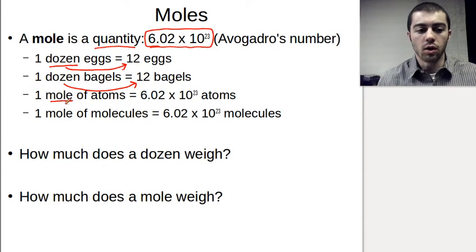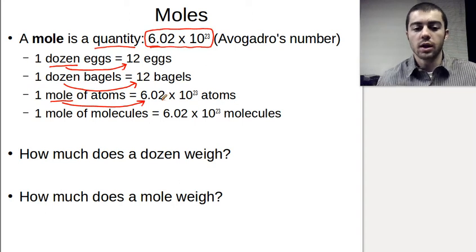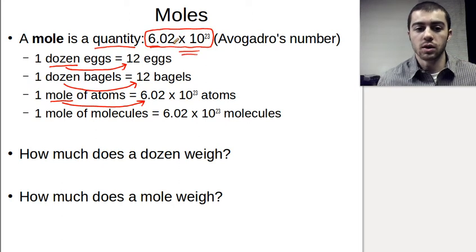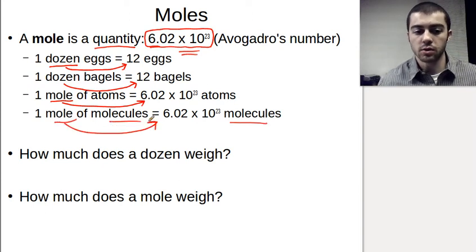One mole of atoms would be 6.02 times 10 to the 23rd. So this number, Avogadro's number, this mole, is just a quantity, just like a dozen. A dozen means 12, a mole means 6.02 times 10 to the 23rd. So a mole of atoms is this many atoms. A mole of molecules is Avogadro's number of molecules.